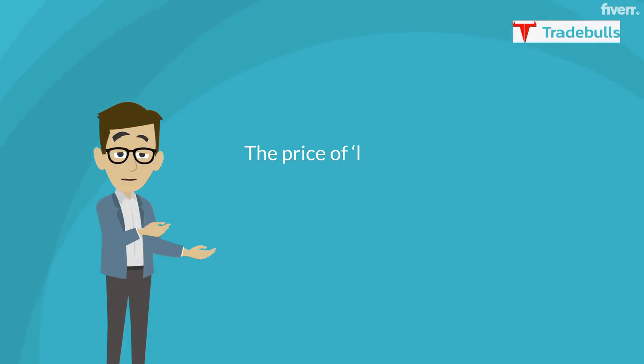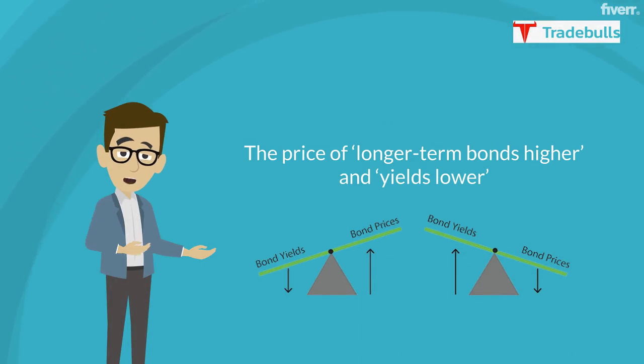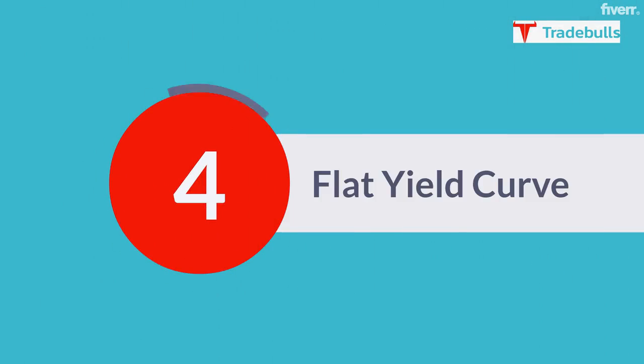This takes the price of longer-term bonds higher and yields lower, as the bond prices move opposite to the bond yields. 4. Flat yield curve.